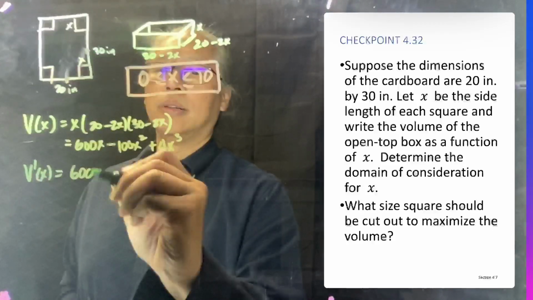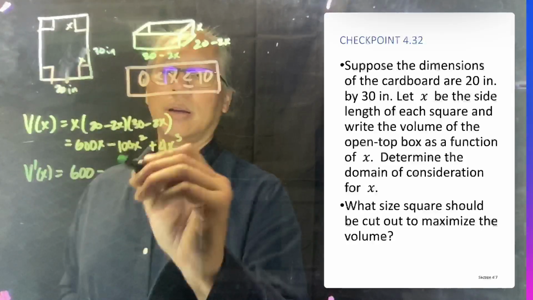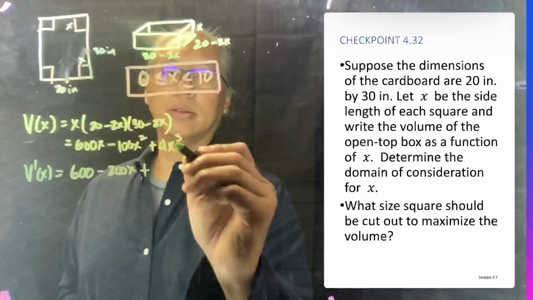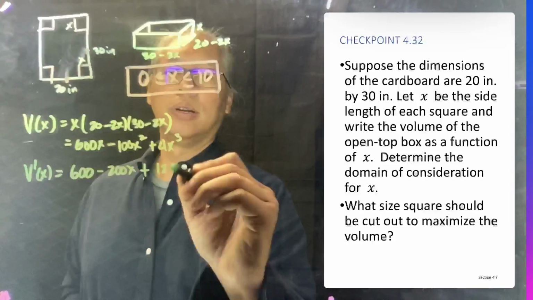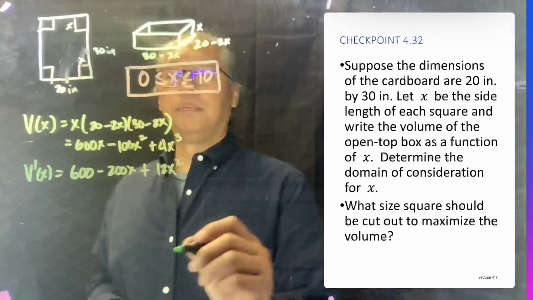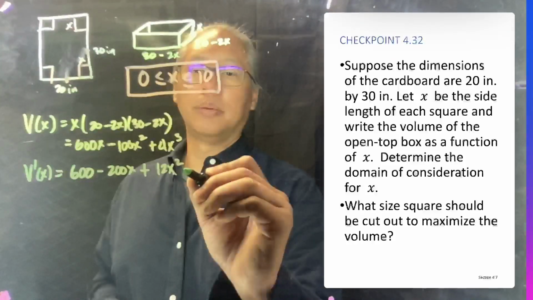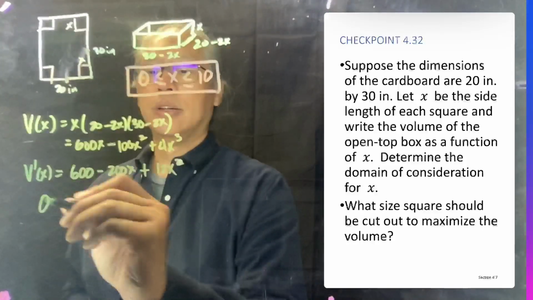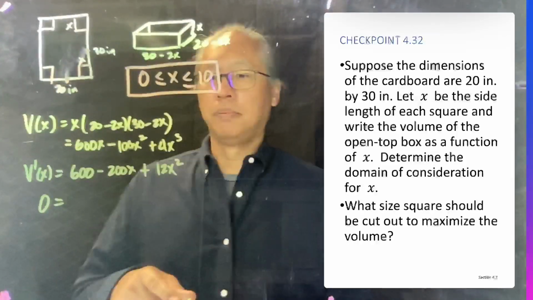So let's go ahead and take the derivative. We're going to get 600 minus times 2 here, so it'll be 200x, and plus this is going to be 12x squared. All right, now we're going to set this equal to 0. Actually, let's put it here.